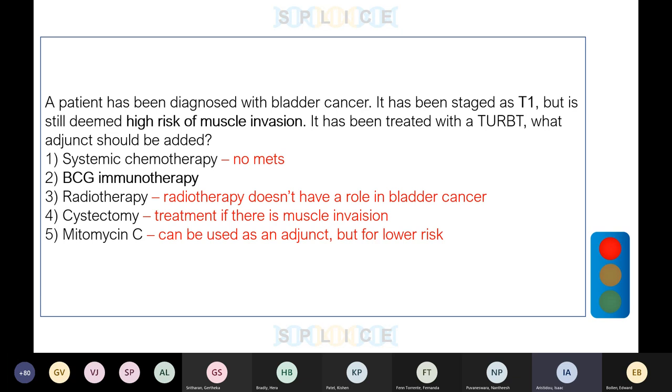Like I said to you guys last year, I wouldn't get too bogged down on these cancer managements. Just know that if it's less aggressive and there's no mets, you can sort of treat it with a bit of surgery, remove the tumor. Whereas if it's aggressive and there's metastases, you're going to need some chemotherapy in there.